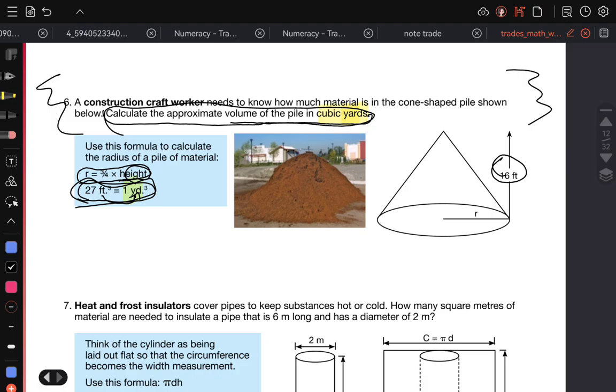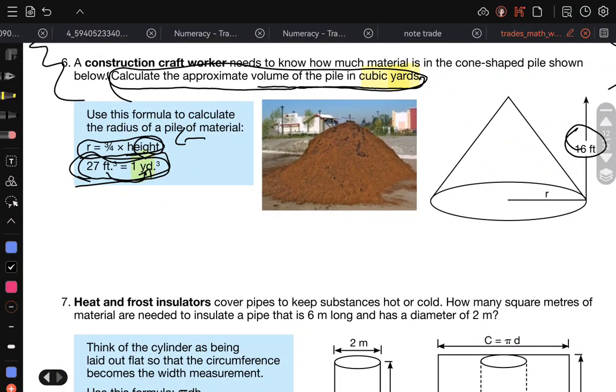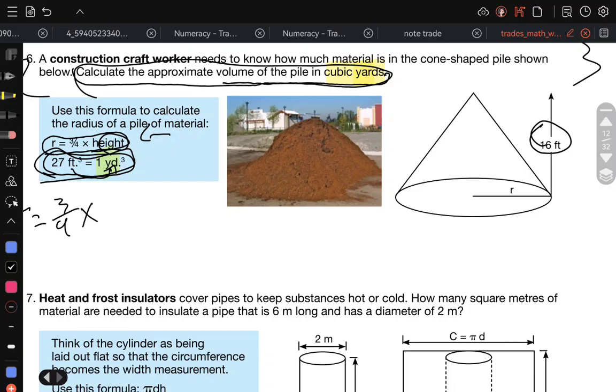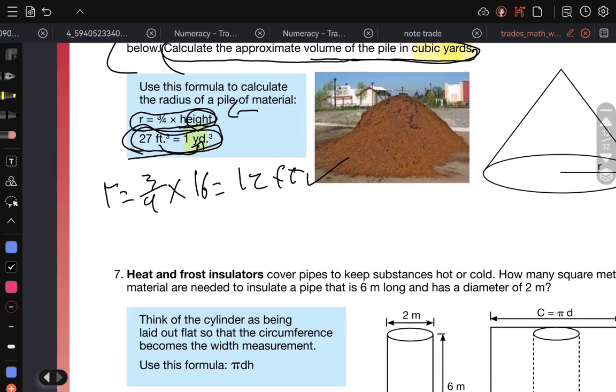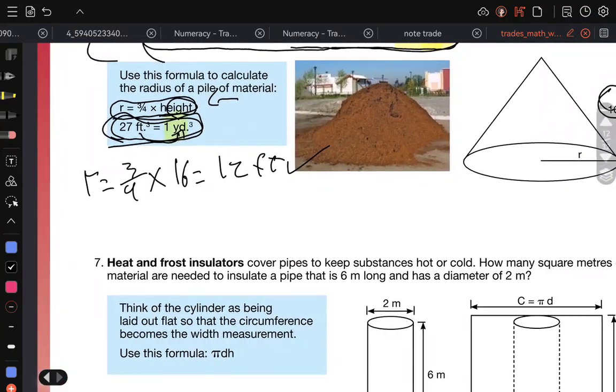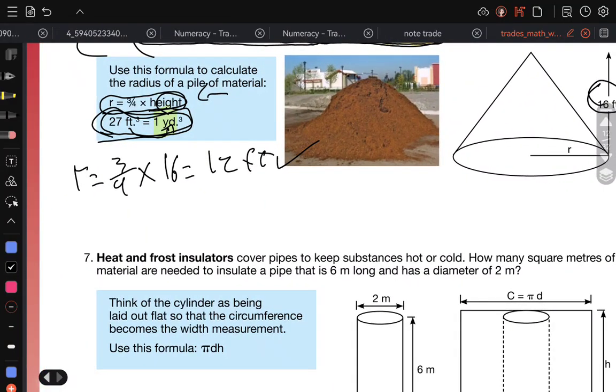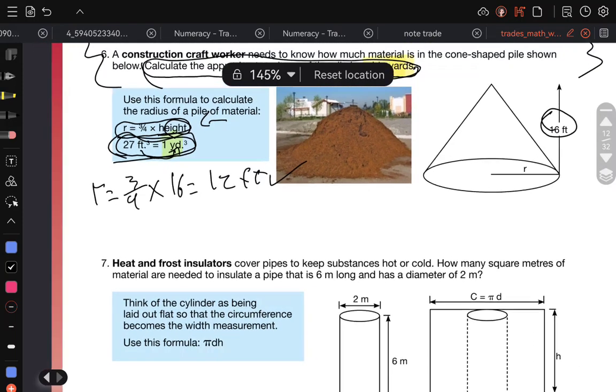Okay, now let's just solve it right away. We do have the formula here, which is the radius, 3 divided by 4, the height, which is 60, and the answer is 12. Okay, 12 feet. First step is done. Okay, the second step, let's do the conversion. There are always many ways to solve the problem.